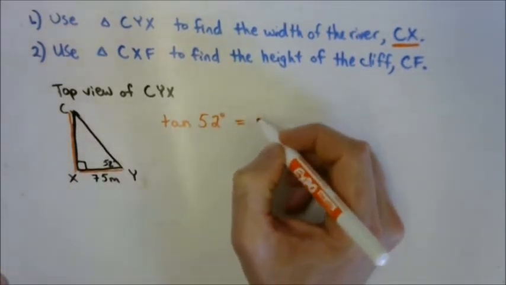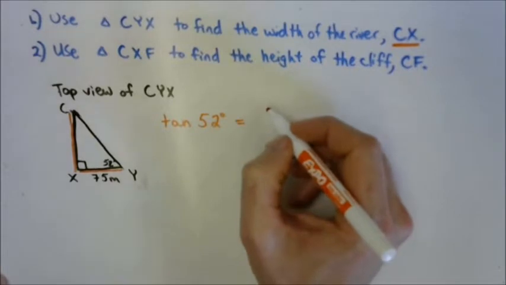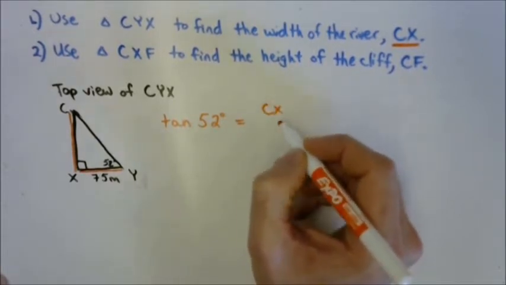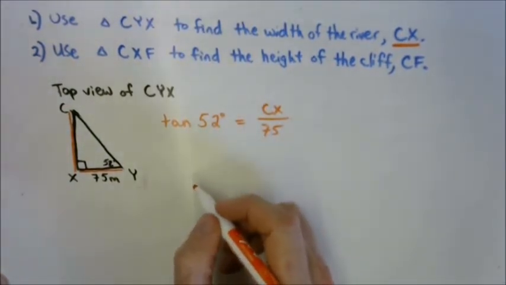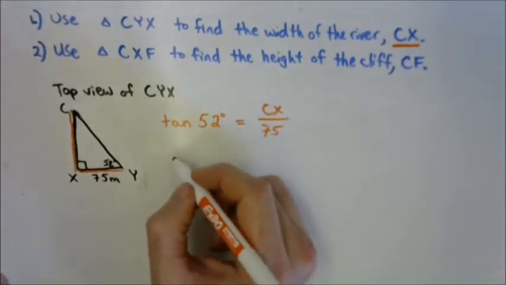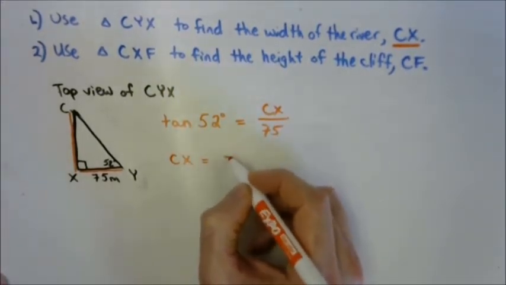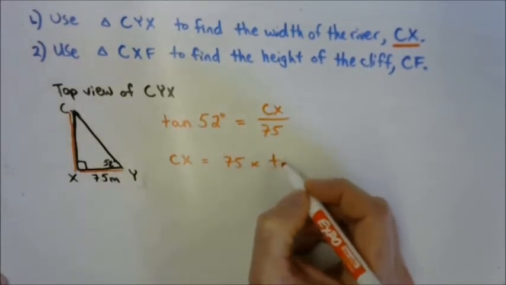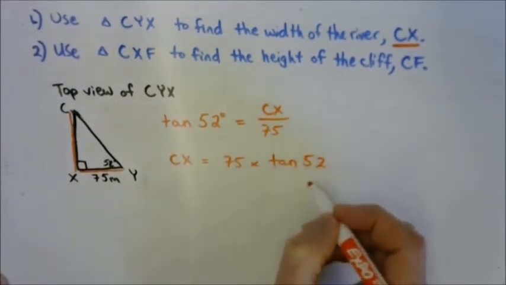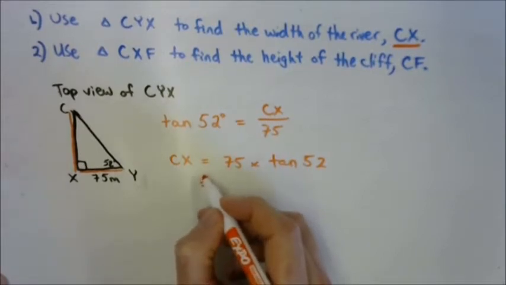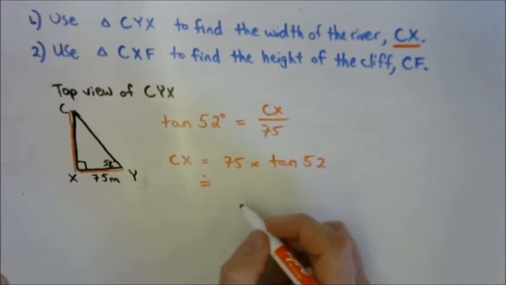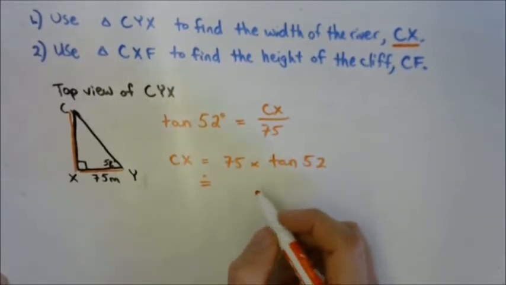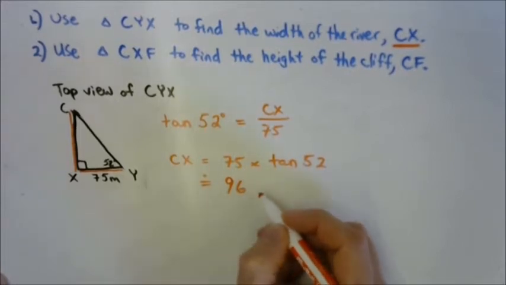Tangent of 52 is equal to opposite over adjacent, so CX over 75. How do I solve for CX? Multiply both sides by 75. CX equals 75 times the tangent of 52. In the calculator, you will get 95.996, so I'm going to round that to 96 meters.